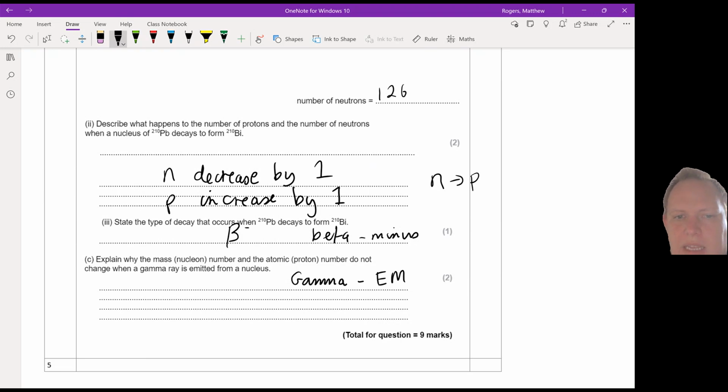And secondly, that as a result, the constituent parts of the nucleus do not change. So the number of neutrons and the number of protons are unaffected by emitting the gamma ray, and therefore the nucleus, the atomic and nucleon number do not change. I think you get a mark for that second part because it doesn't say the neutron number and proton number, because it says nucleon number. I think we're well within our rights in answering this question to talk about the number of neutrons.